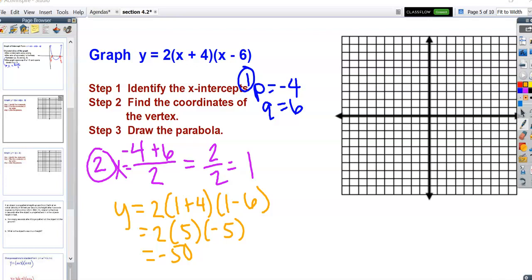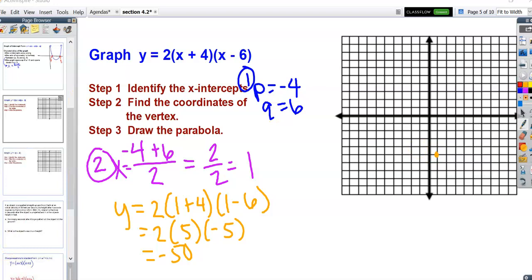So we're probably going to want to use a bigger scale than just 1 if we're trying to graph the point 1, -50. So for the y, I'm just going to count down by tens. But x I'm going to keep as 1. So we're going to go to 1 and then down 50. So it's really like going down 10, 20, 30, 40, 50. And I'm going to plot a point.